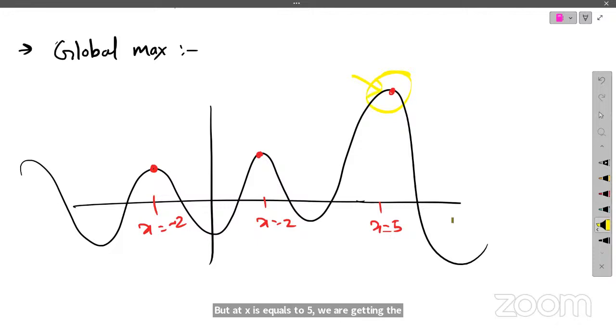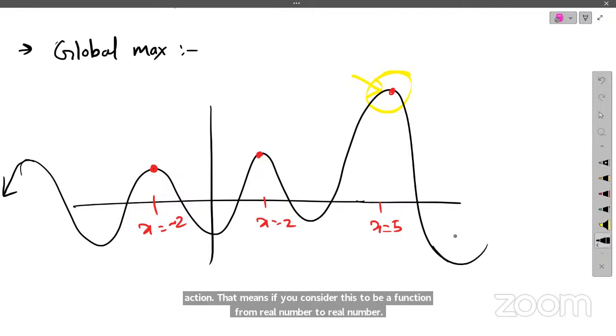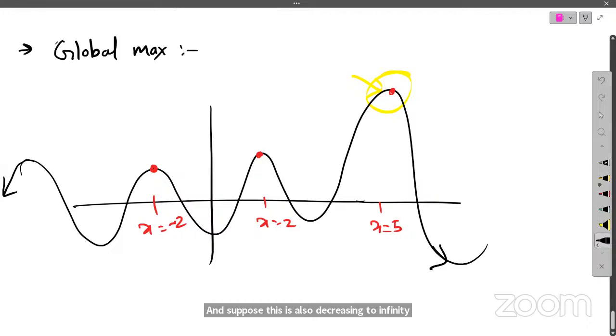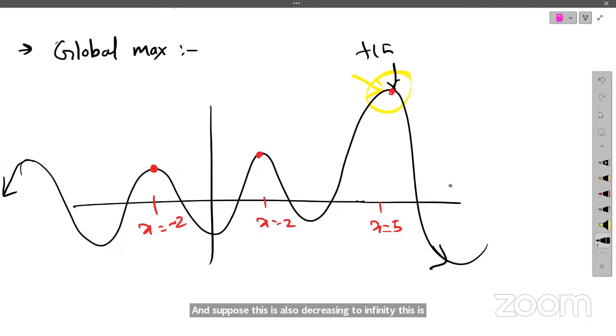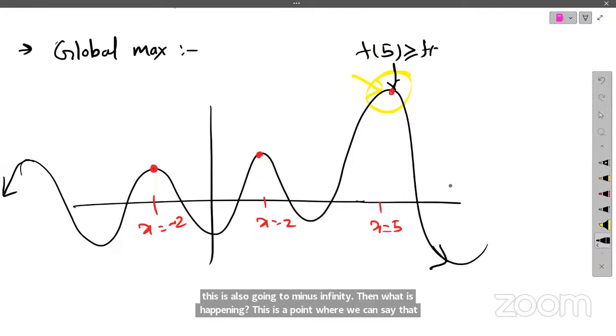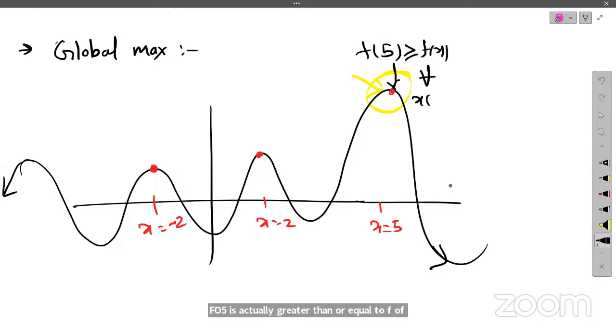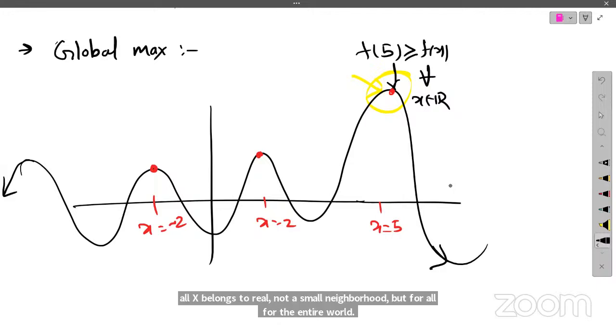That means if you consider this to be a function from real numbers to real numbers, and suppose this is also decreasing to infinity, this is also going to -infinity. Then what is happening? This is a point where we can say that f(5) is greater than or equal to f(x) for all x belonging to the reals, not a small neighborhood, but for the entire domain. So such kind of maximum value is going to be the global maximum.